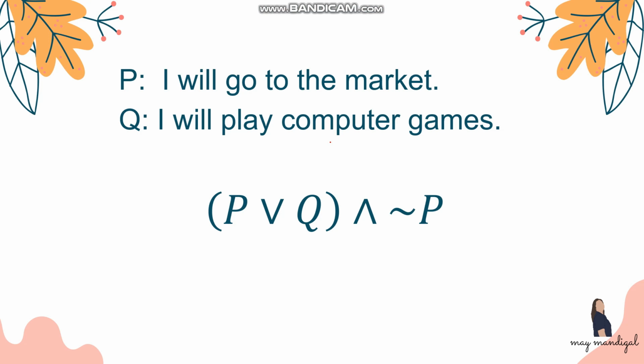So let's say we have this statement. We have P, I will go to the market. Q, I will play computer games. So we have here the argument P or Q and not P. If I write it in words, we can have: I will go to the market or I will play computer games.